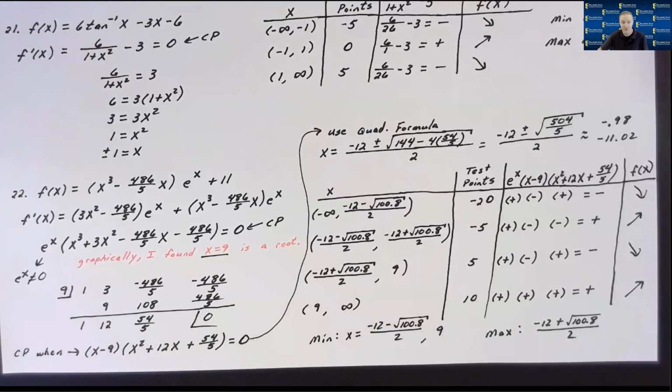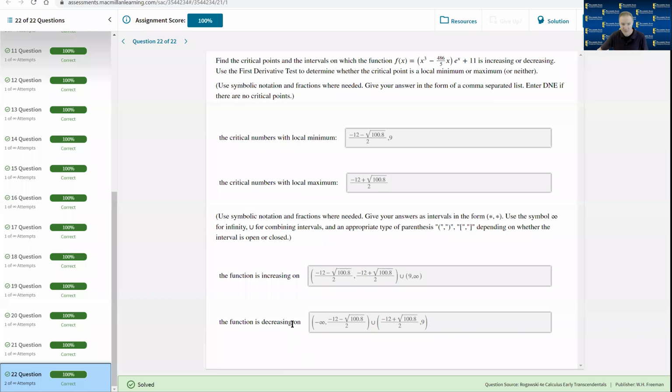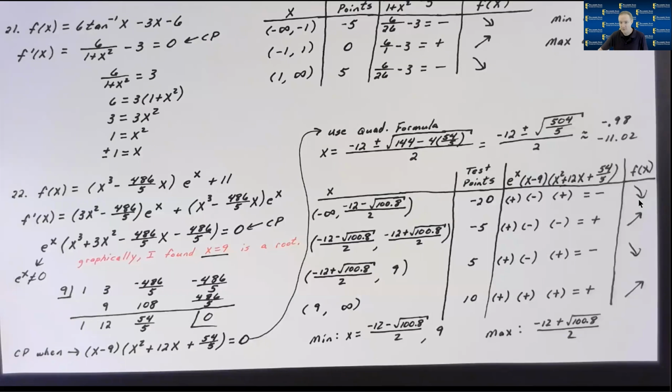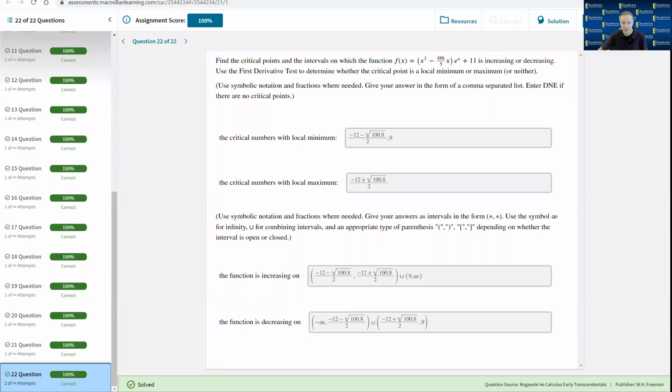Now, it's also going to ask for the values where it's increasing and decreasing, but you can just pull that in based upon where you see it's increasing or decreasing on your chart. So it's decreasing on this region, union, the third region. It's increasing on the second region, union, the third region. And please do keep in mind, you've got to be very precise, keeping the values you got from your quadratic formula. It doesn't want decimal approximations.